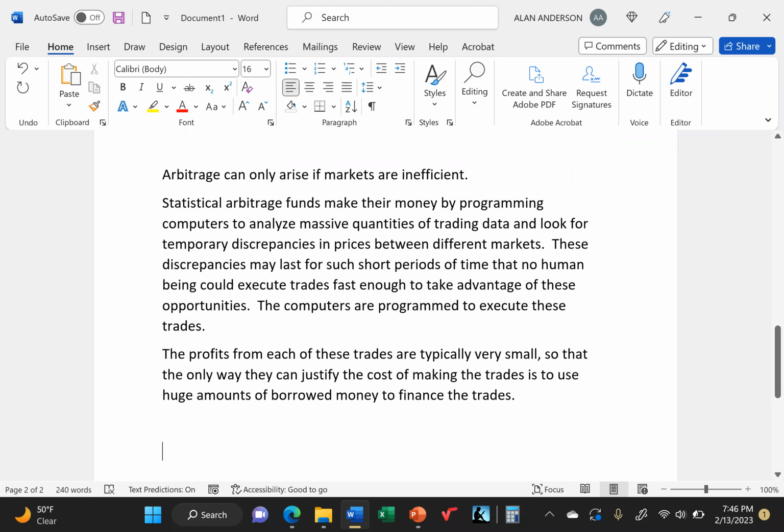But what this means, though, is that the prices of financial assets will rarely deviate. Well, actually, let's see. How do I put this?